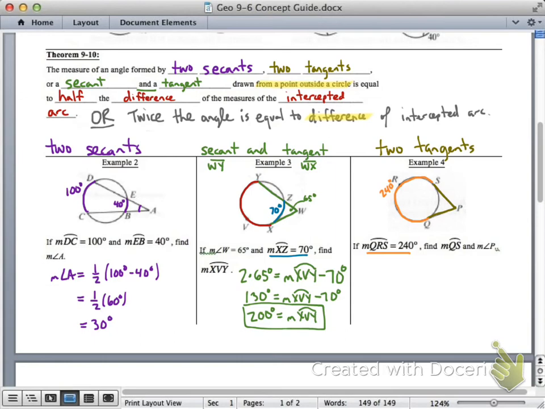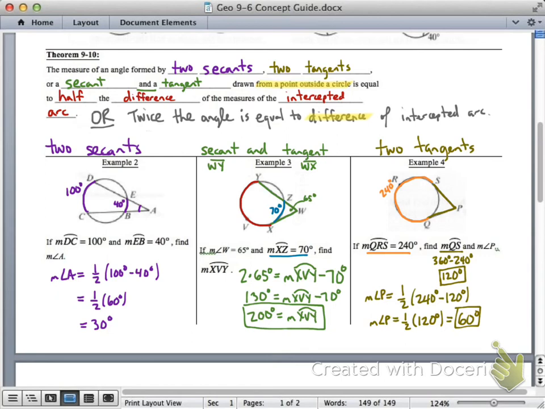So in this example here, the measure of arc QRS is 240 degrees. Find the measure of QS. So it didn't give us both arcs this time. Well, because they make the whole circle. So if QRS is 240, then QS is going to be 120. So now you can go find the measure of angle P. Measure of angle P is going to equal 1/2 of 240 minus 120, the exact same formula. Do the math there, we get 60 degrees.